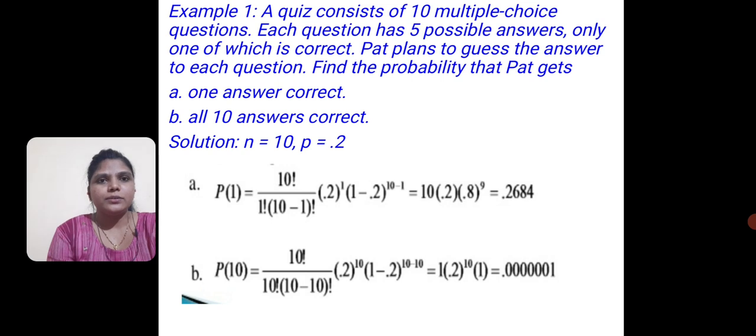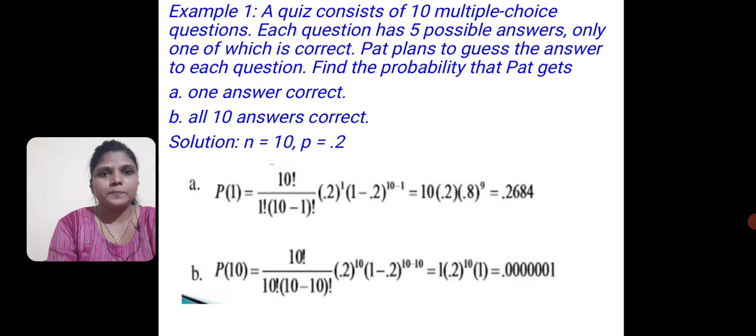Here, there is an example. A quiz consists of 10 multiple choice questions. Each question has 5 possible answers, only one of which is correct. Pat plans to guess the answer to each question. Find the probability that Pat gets one answer correct, and second, all 10 answers correct.